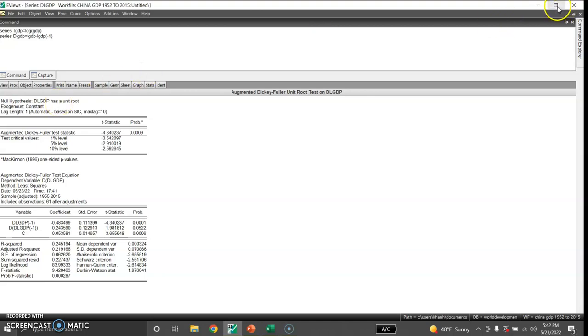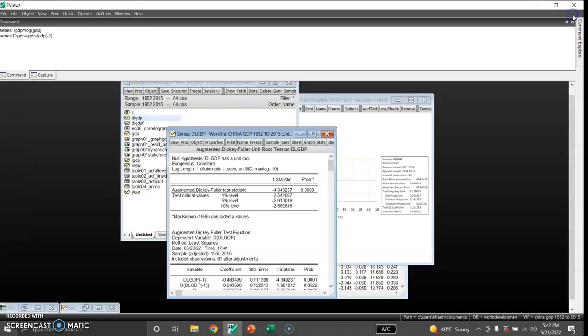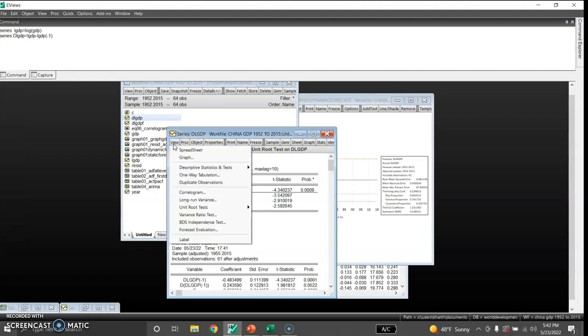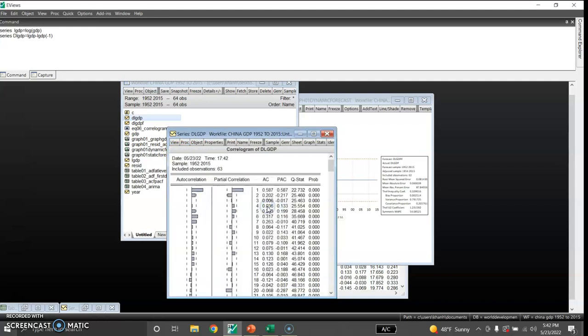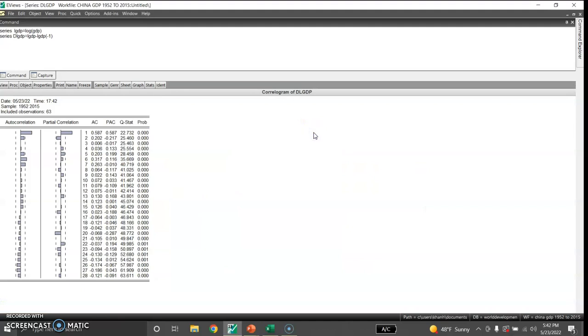show you the correlogram of this series at level, and here is the correlogram of this series.